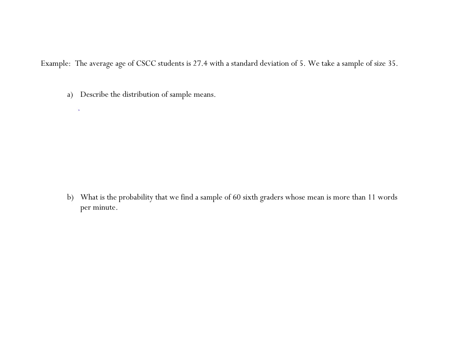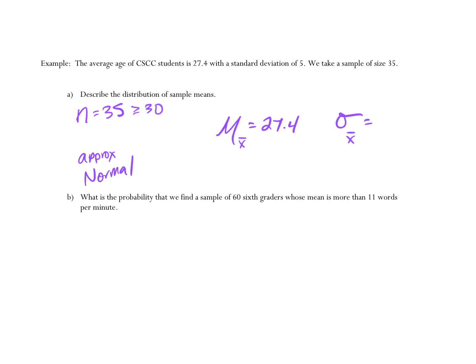Let's talk about the shape. My sample size is 35, which is pretty darn big, right? So we've got approximately normal. What is the mean of my sample means going to be? 27.4, and the standard deviation of those sample means will be 5 divided by the square root of 35, which is 0.845.